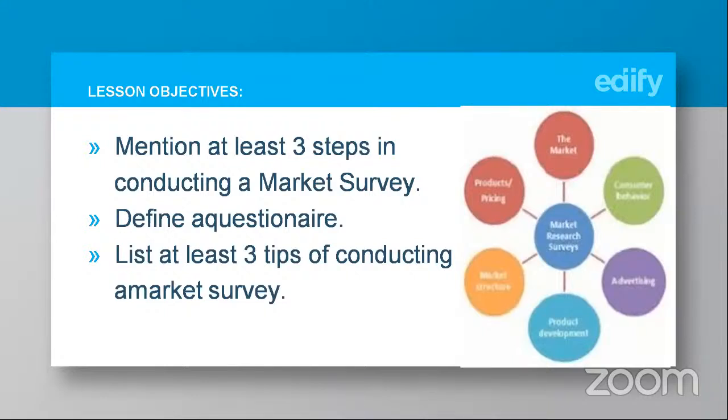By the end of the lesson, you should be in a position to give me at least 3 steps you have to follow if you are to conduct a market survey. So be attentive. You'll also be in position to define the questionnaire, so we shall look at the questionnaire. Then 3 tips of conducting a market survey. If you are to conduct a market survey, what tips are you supposed to put into consideration?